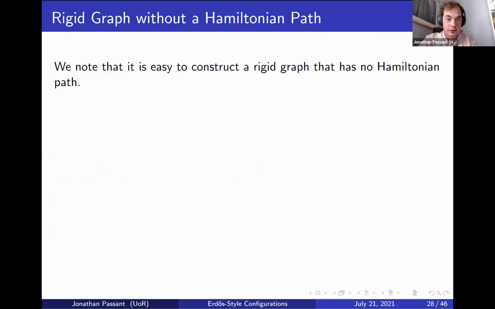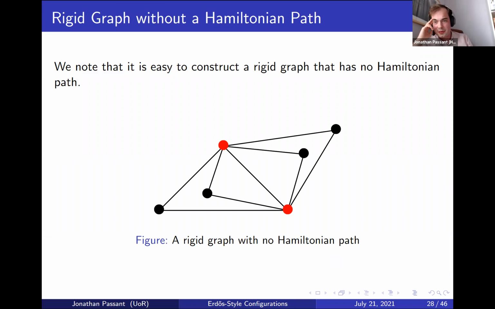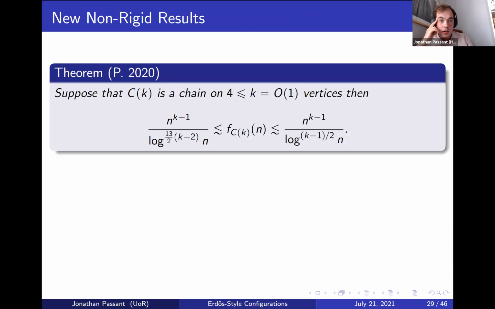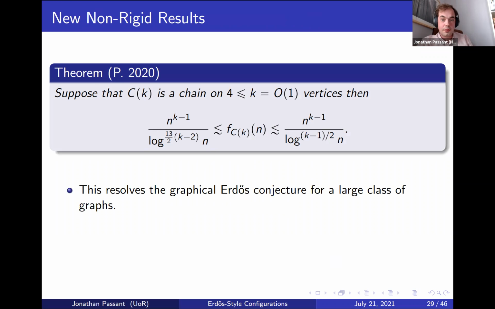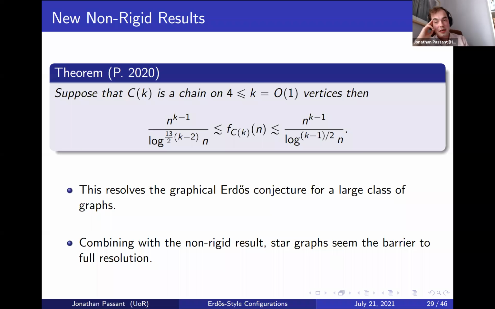Okay. Very good. And so I just want to point out that both these results are valid because it's very easy to construct a rigid graph without a Hamiltonian path, something like this. The triangles are going to make it rigid, but there's no way you can visit all of these vertices because you have to visit the internal ones too often. And so, yeah, this is going to resolve this graphical Erdős distance conjecture for a large class of graphs. And the only thing that we have left in terms of this conjecture that we can't really do are star graphs. So these are where you have one central point and a lot of spots coming off from it.